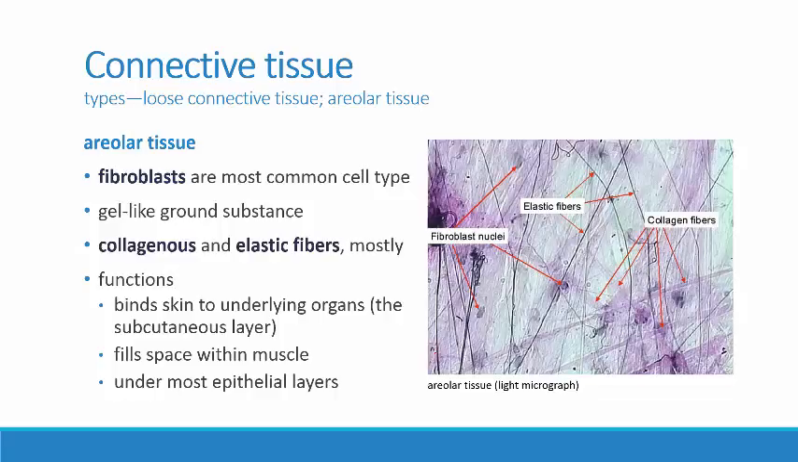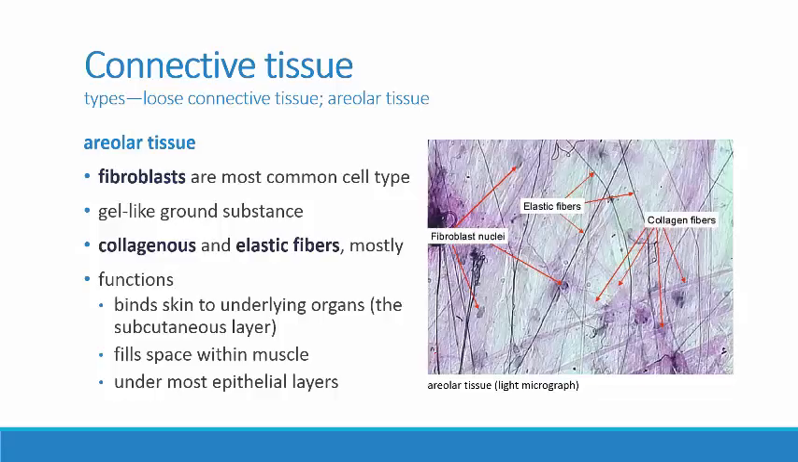Areolar tissue is one of the loose connective tissues. In areolar tissue, fibroblasts are the most common cell type. Again, fibroblasts, these are the cells that build the protein fibers that we find in the connective tissue. And the ground substance has a real gel-like consistency. The primary protein fiber types are collagenous and elastic fibers. And so this gives the areolar tissue a very strong, but also somewhat moderately stretchy kind of characteristic.